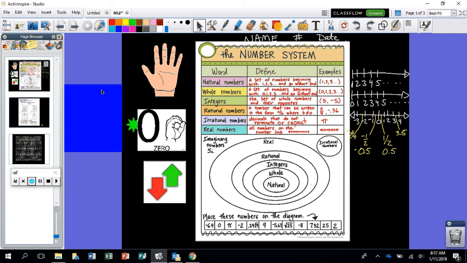Next, we're talking about real numbers, and all real numbers are all those numbers we talked about that can be found on a number line. And if you have real numbers, then obviously you have imaginary numbers. Now that's not something you guys are going to have to deal with in the 6th grade. That's a little more high school level.